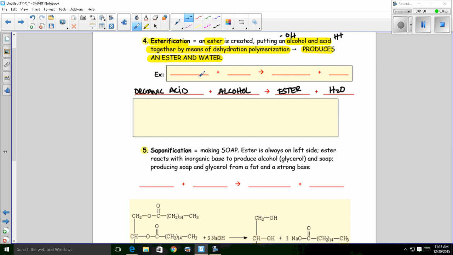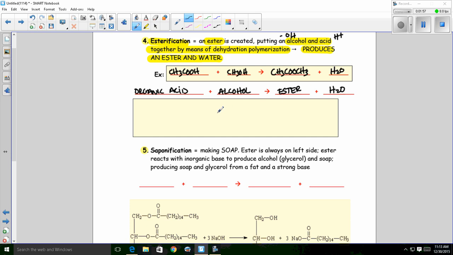So if we were to take an organic acid, let's start with CH3COOH, and we'll combine that with CH3OH, and what's going to be produced is our ester, CH3COOCH3, and then of course water.